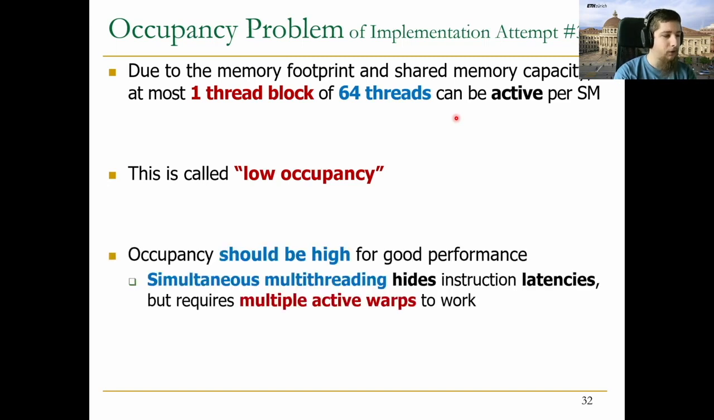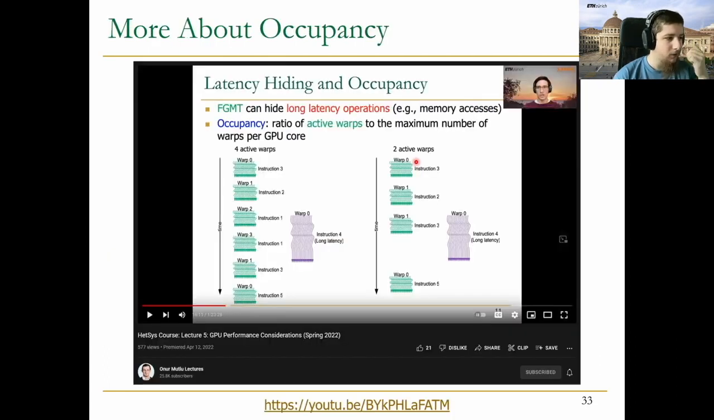Occupancy should be high for good performance, such that the simultaneous multi-threading in GPUs can hide instruction latencies. But for the simultaneous multi-threading to work, we need many active warps, and clearly this would be only 2 active warps of 32 threads. That doesn't give us sufficient latency hiding for good performance. If you want to get more background on this kind of occupancy issues and why it's exactly needed and how this SMT works here, you can refer to our previous lecture. So Juan presented here many performance considerations, including these occupancy issues.